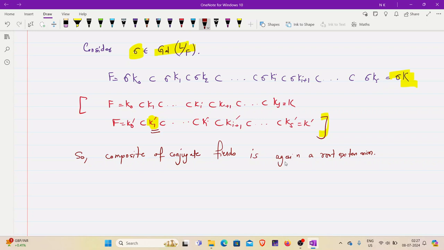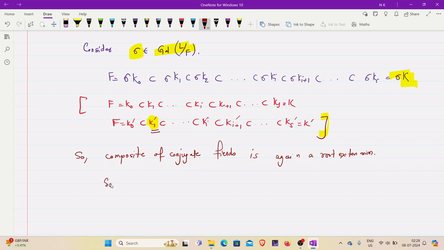Okay, now the composite of all the conjugate fields is going to be the Galois closure. So that's why it is going to be L, right? So we obtain that alpha is contained in a Galois root extension, because the composite of conjugate fields is again a root extension, and alpha belongs to the root extension. The composite of all these conjugate fields is going to be the Galois closure, because the Galois closure is nothing but the smallest Galois extension that contains K. So when you take the composite of all such conjugate fields, it is not going beyond the Galois closure, so it's going to be precisely L.